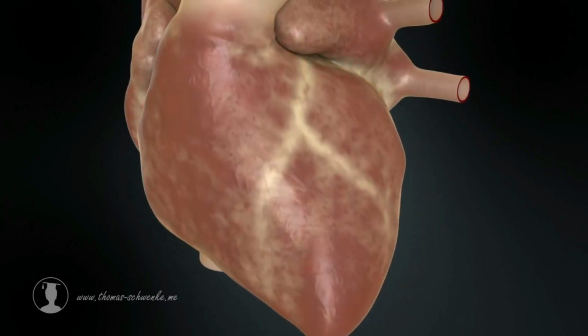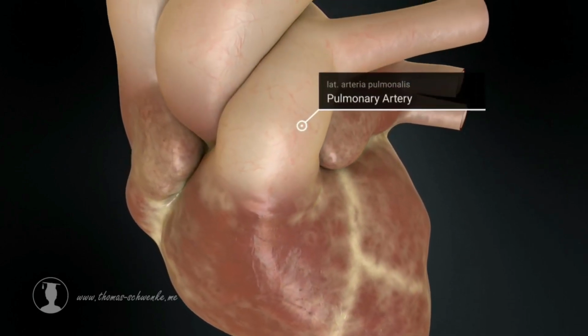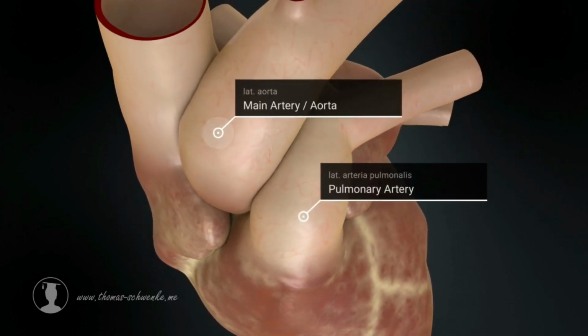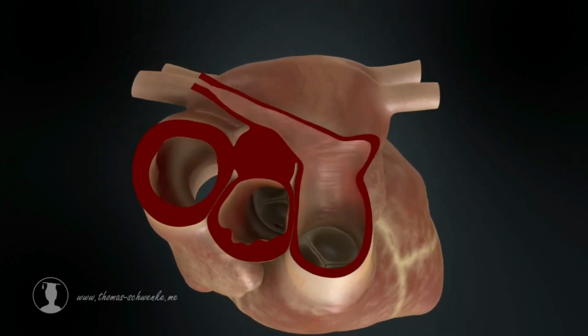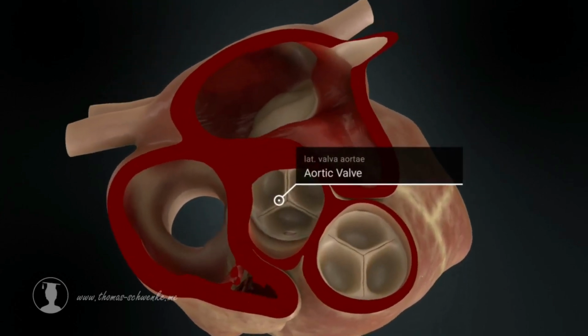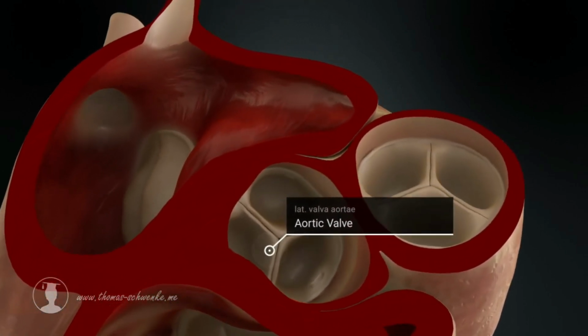Let's first take a look at the internal structure of the human heart. The coronary arteries just shown originate from the main artery, also known as the aorta. The openings of the arteries are located above or at the aortic valve, which consists of 3 semilunar cusps.